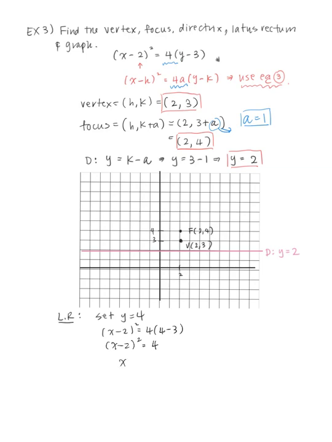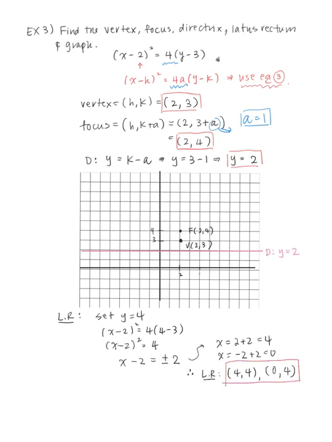So that implies that x minus 2 is plus or minus the square root of 4, so it's plus or minus 2. That means x is 2 plus 2, which is 4, or x is negative 2 plus 2, which is 0. Therefore, our LRs are (4, 4) and (0, 4).